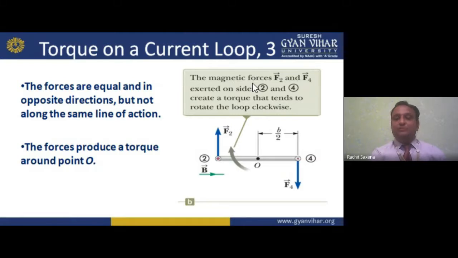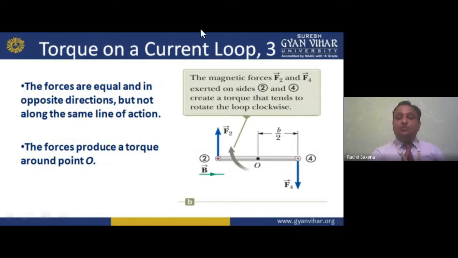So the force produces a torque around point O. The force produces a torque because we have force into displacement. That gives you the torque. In simple language, F cross D. Torque is a vector, F is a vector, D is a vector. So we can write torque equals F cross D.